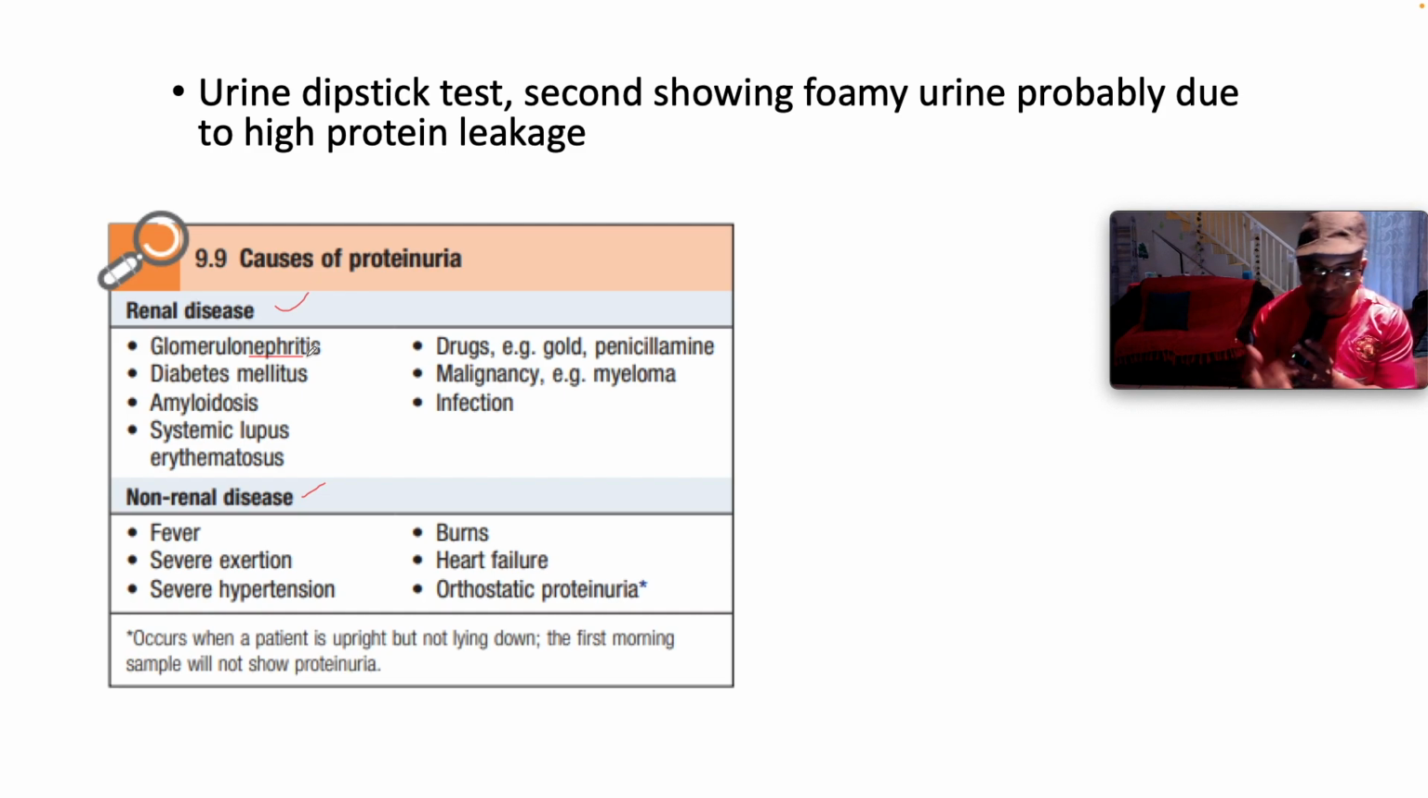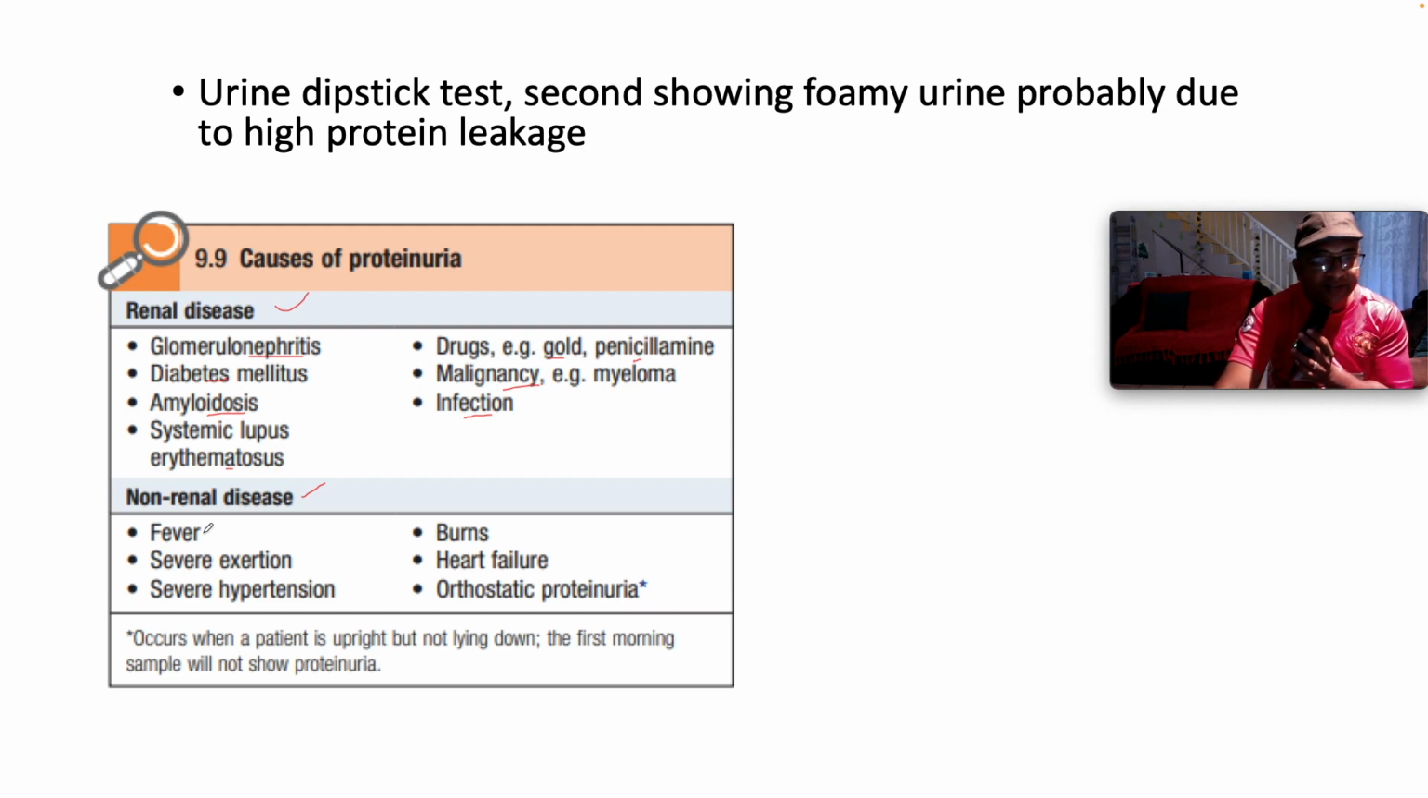And we spoke about nephrotic syndrome in times past, right? Diabetes mellitus can cause proteinuria, as can amyloidosis, systemic lupus erythematosus, drugs, right, like gold and penicillamine, both of which are probably fallen out of favor in recent years. And we have other disease-modifying anti-rheumatic drugs and other chelators to use, right? Malignancy, like myeloma, and infection. I want to draw attention to the fact that hypertension in and of itself should not cause proteinuria, right?